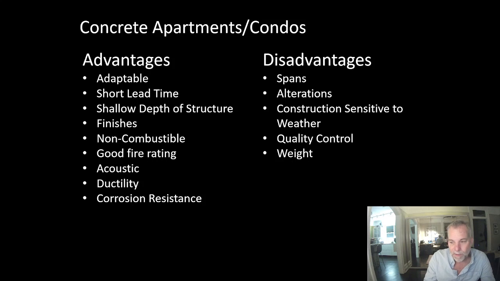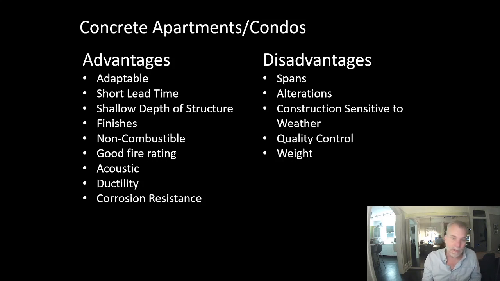Concrete has an advantage with finishes. When you build a concrete structure, you can expose the underside, and your ceiling can be exposed concrete. It's non-combustible, so unlike the light wood frame, it's inherently fire safe, and has a good fire rating. Those sound like the same thing, but they're not. Non-combustible means that it doesn't contribute fuel to the fire. Good fire rating means that it will stand there for a duration, allowing people to escape the building.